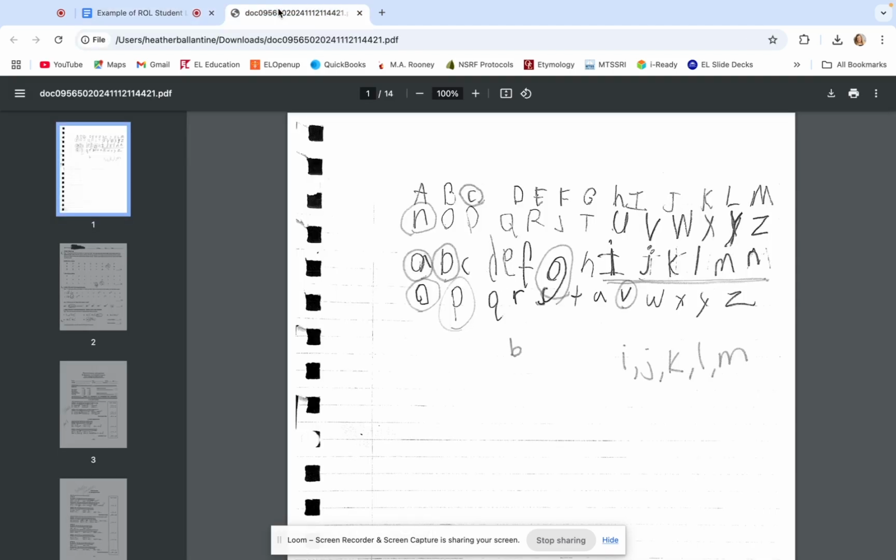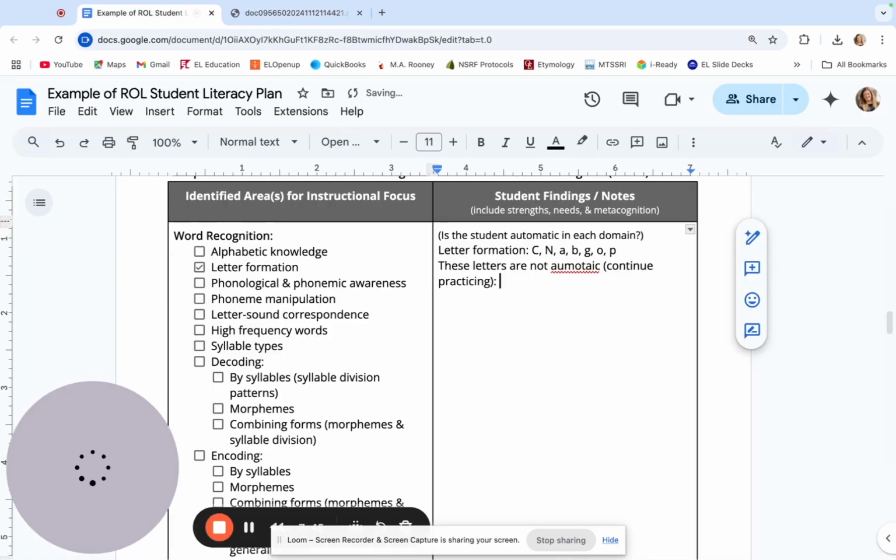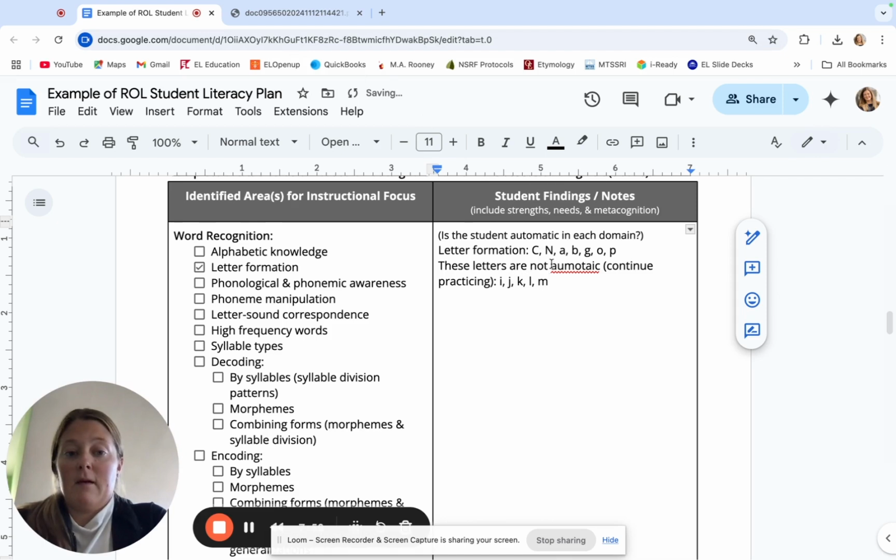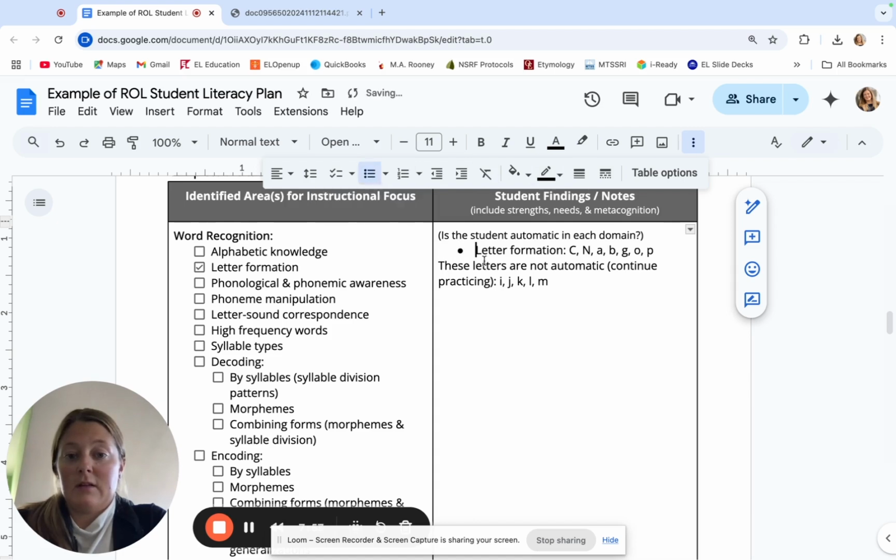What did I just say? What letters? I, J, K, L, M. Okay, great. And I am going to do a bullet here so it is very clear what I'm talking about.